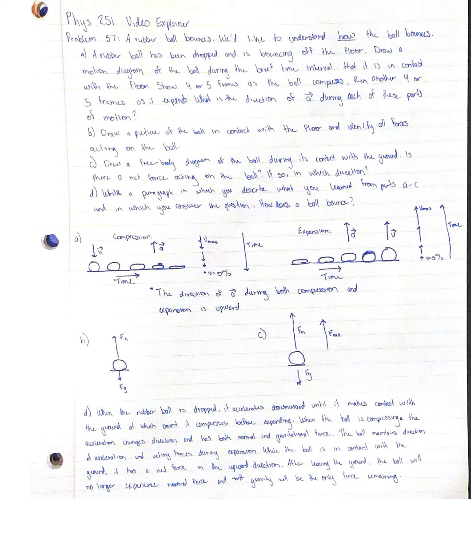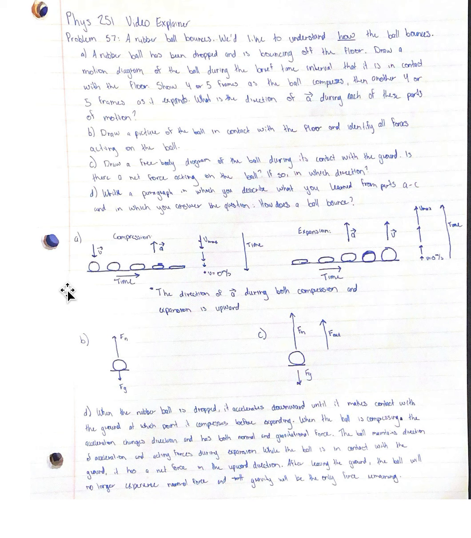So, in Part A, we need to draw a motion diagram for the time in which the ball is in contact with the floor. And so there will be 2 different parts. There will be the first part in which the ball is compressing, and then the second part in which the ball is expanding. So when the ball is dropped, it is accelerating downward. It has a downward direction of acceleration.